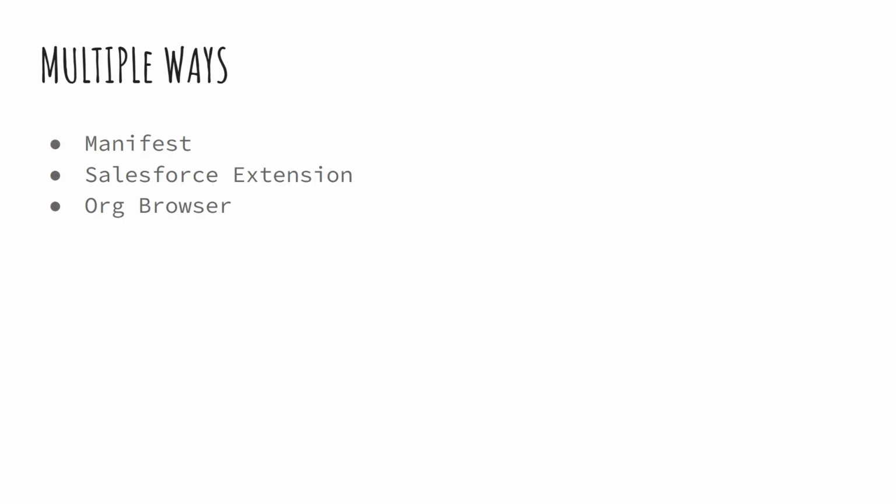There are multiple ways of retrieving the metadata from a Salesforce Org to your VS Code. We can use something called a manifest project, which basically creates a manifest file, the package.xml file, where you can configure what all metadata you want to retrieve from your Salesforce org. The other way of doing the same thing is installing a Salesforce extension, which will provide you a UI using which you can select all the metadata, and you don't have to write it in the XML file. It will create the XML file for you.